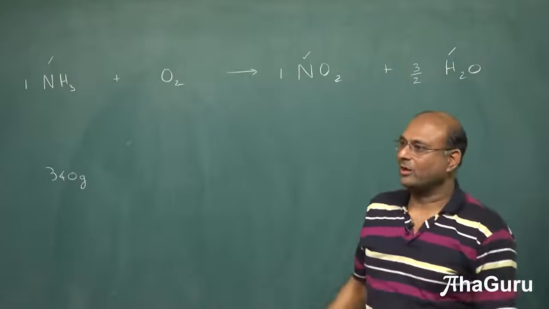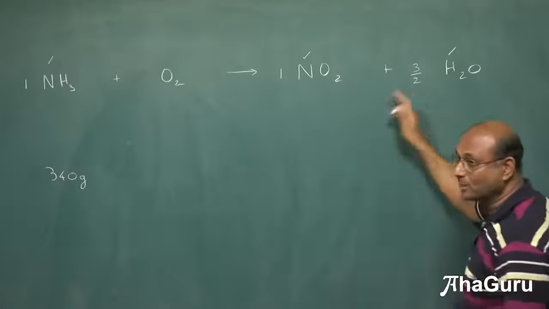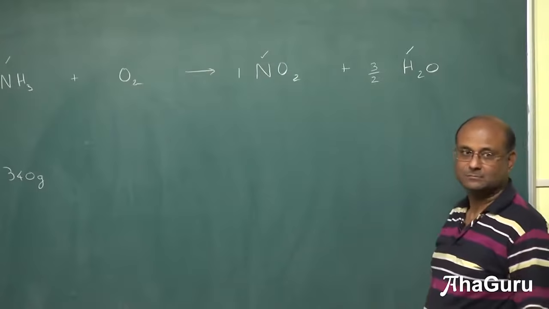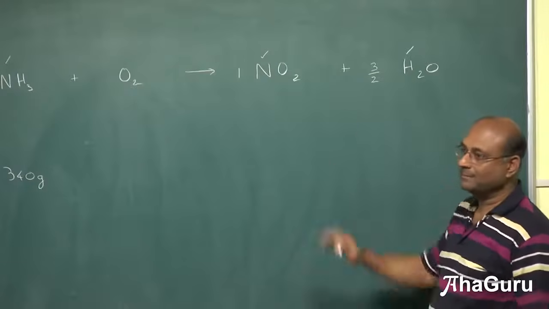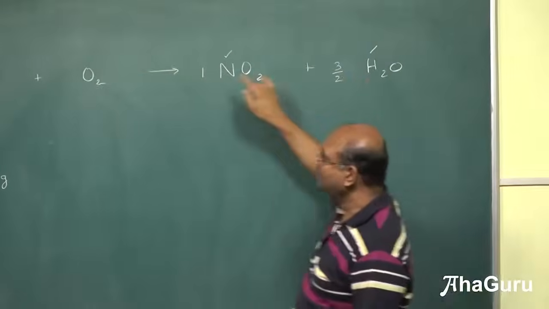I know that you cannot have 3 by 2 H2. Right? You can't have 3 by 2 H2O. It's not possible. But right now we are just balancing it mathematically. That's all. Because we will finally multiply by the LCM. So 3 by 2 H2O, clear? So that means the H is also balanced.